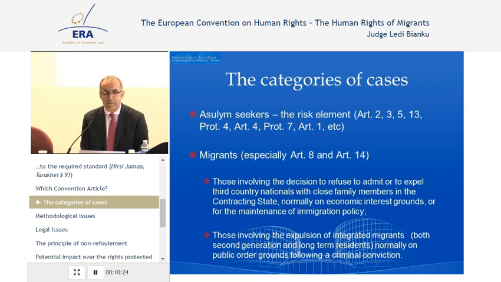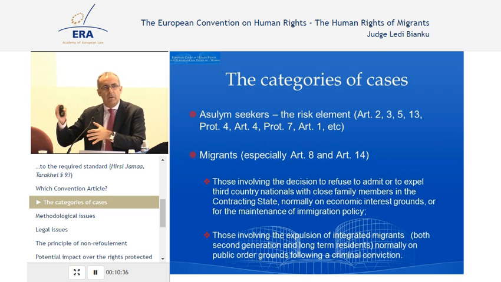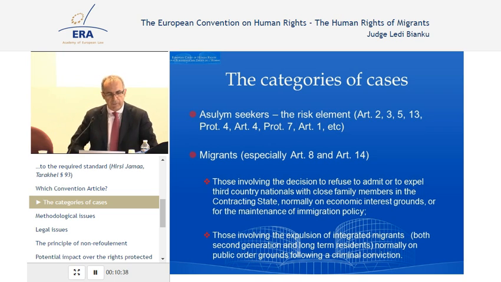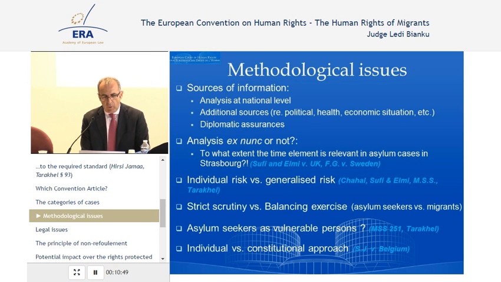And under migrants, the type of analysis might also differ depending on whether we have migrants already established in the country or migrants seeking to enter a specific country. So in this framework, you can make the difference as well. Some of the difficulties and methodological issues we face.